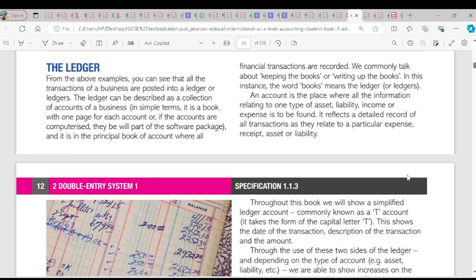The ledger is where you collect them. You're going to have different transactions, so you have to put them together. The ones for assets together, liabilities together, revenue together. This is what collection is about. Do you understand that?